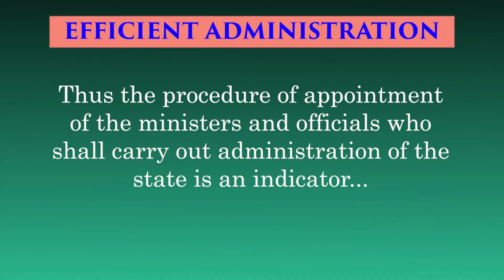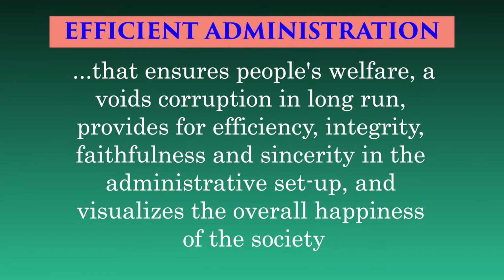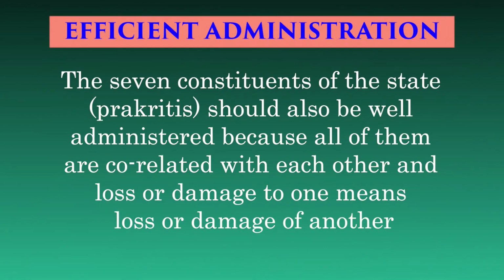Thus, the procedure of appointment of the ministers and officials who carry out various administrative procedures is an indicator of the fact that Kautilya had an eye for detail in recruiting the right kind of people in the right position, and this is what good governance demands. Another important aspect of efficient administration was coordination between the 7 elements of the state or the Saptang, and it is believed that all the 7 elements are complementary to each other, and loss or damage to one would have a cascading implication on the others.